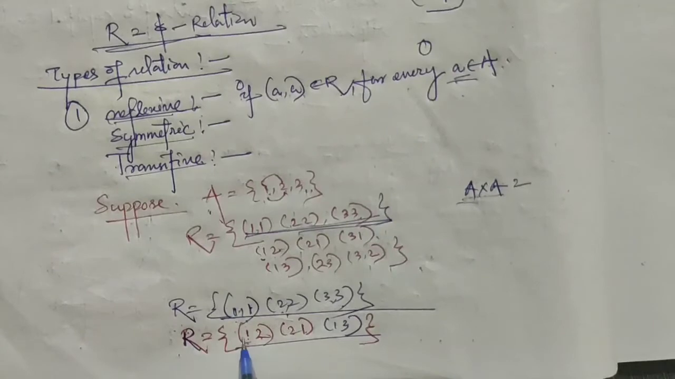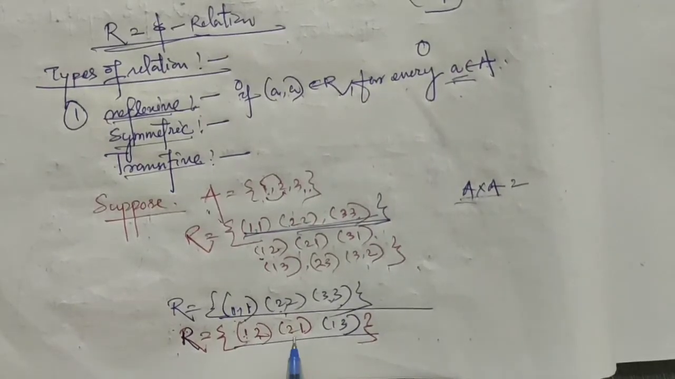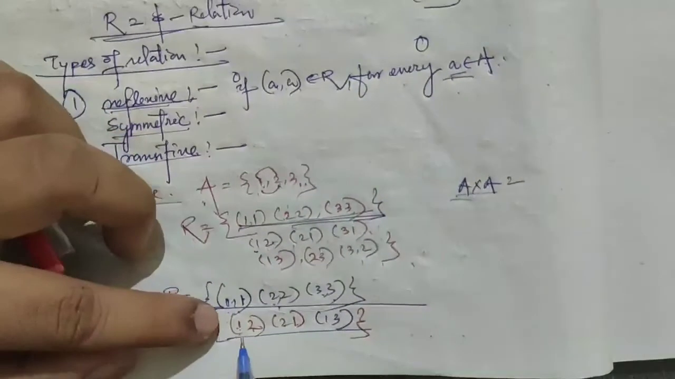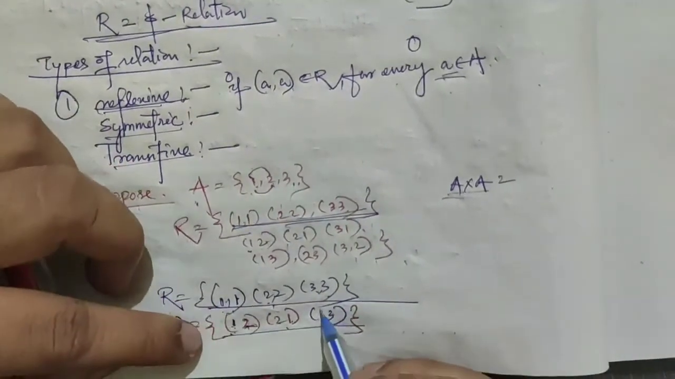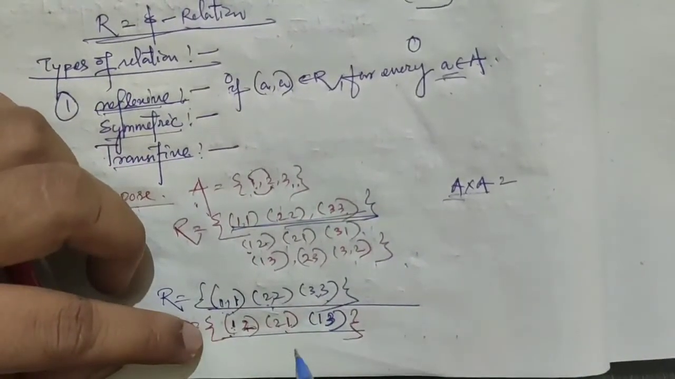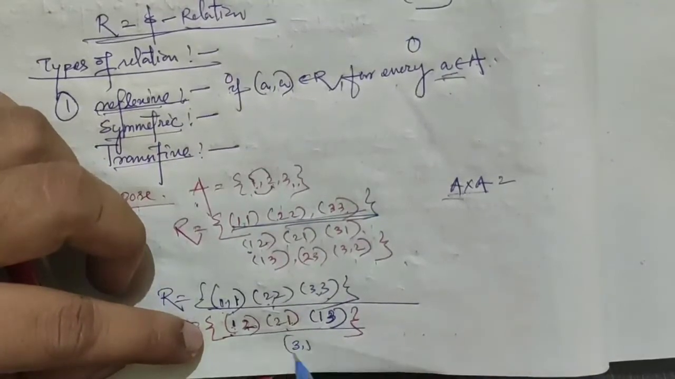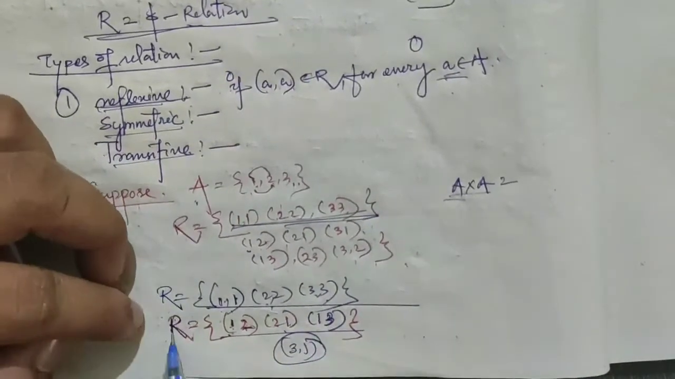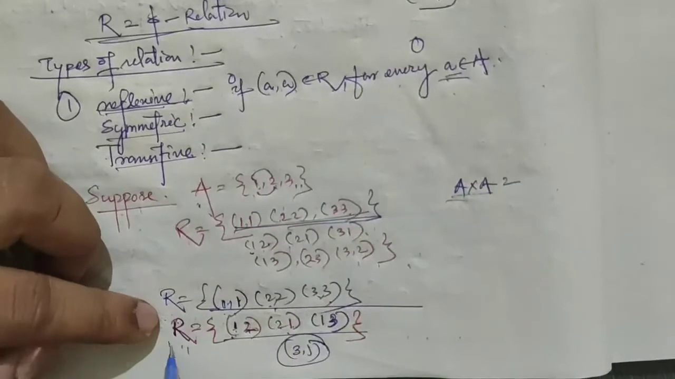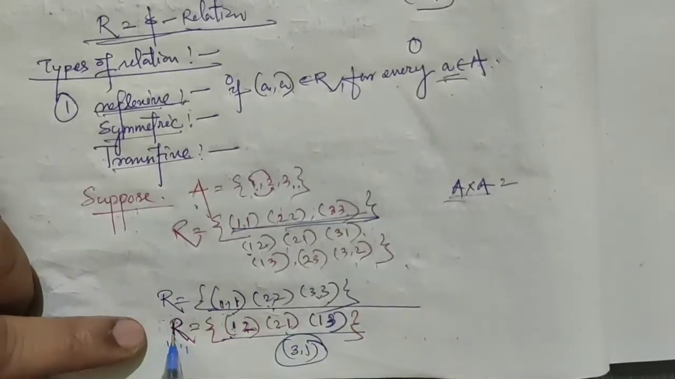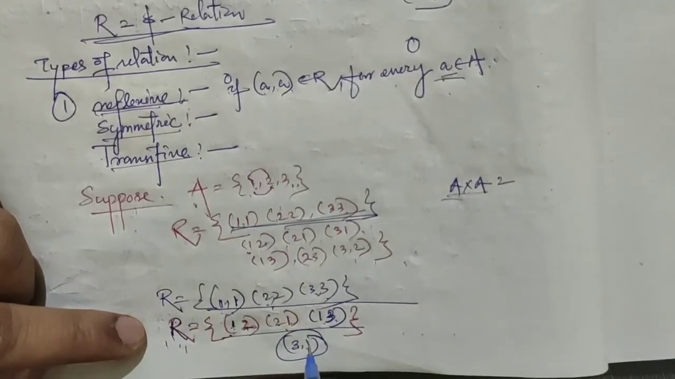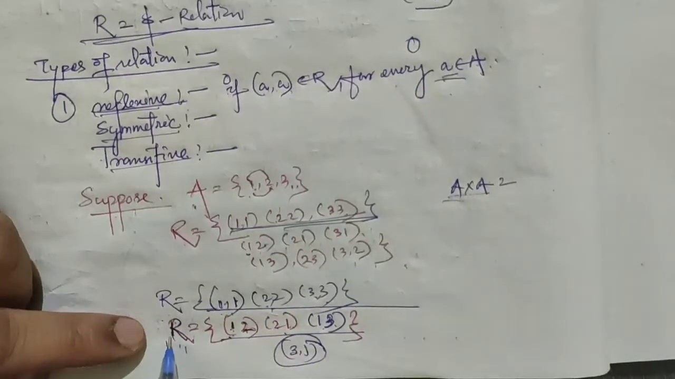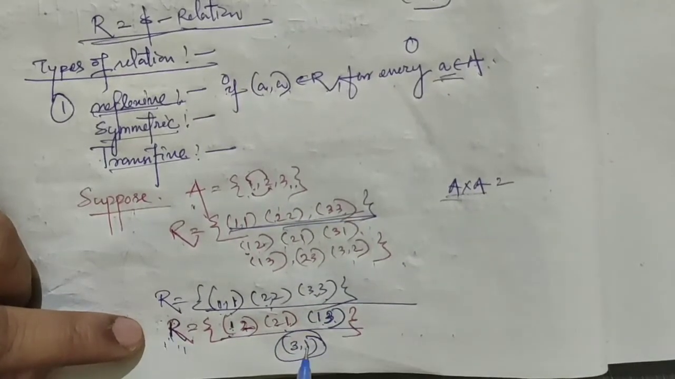So now check, 1 is related with 2, it means 2 is related with 1, so for 1 and 2, they are symmetric. But here 1 is related with 3, but there is no 3 which is related with 1. This element is not there in this relationship. It means this relationship is not symmetric. Okay, if 1 is related with 3 and 3 is related with 1 is given, then only we will say that this relationship is what? Symmetric.